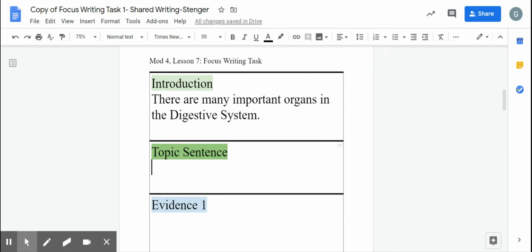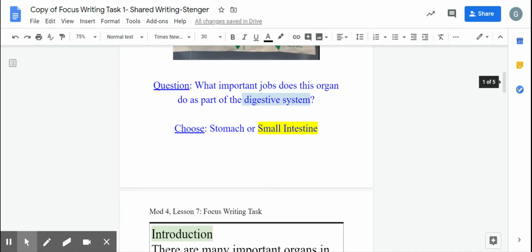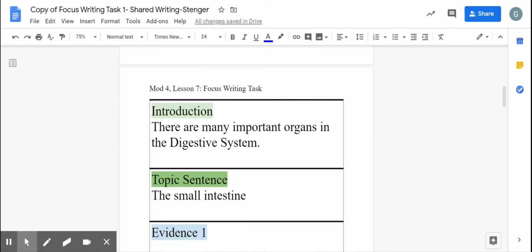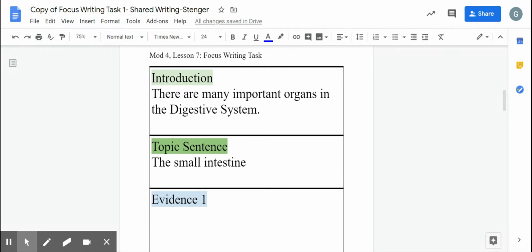Next, our topic sentence needs to make sure that it teaches your reader what organ specifically you're talking about. We decided to write about the small intestine. So, my sentence is going to have to start with the small intestine. Okay, I'm going to look back at the question to make sure I'm really aligning my topic sentence with my question. What important jobs does this organ do as part of the digestive system? Okay, so I used the words digestive system in my introduction sentence. There are many important organs in the digestive system.